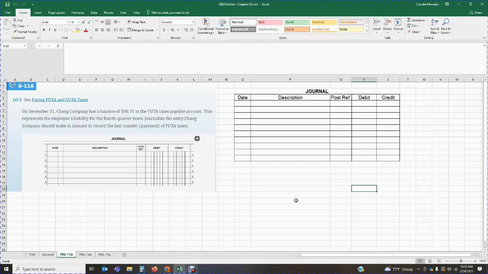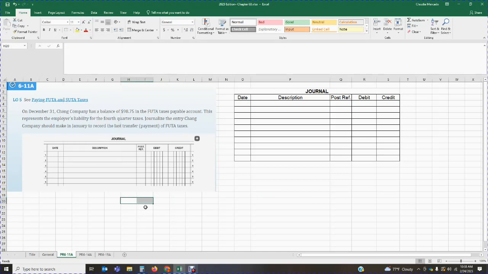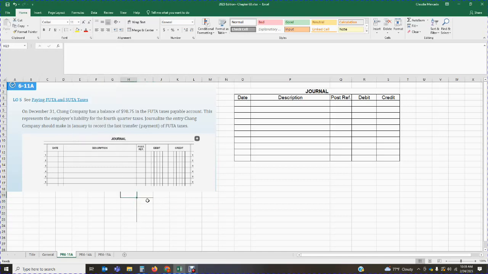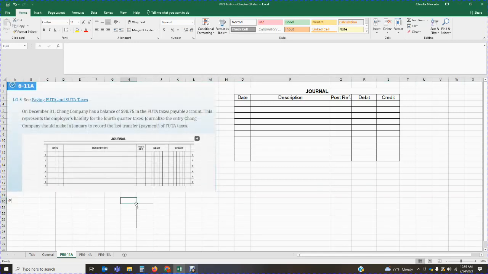Now let me do a little T account here, that way we can see what it is that we are talking about. So we have FUTA taxes payable. FUTA taxes payable is a liability account. Payable, liability. We owe this money.